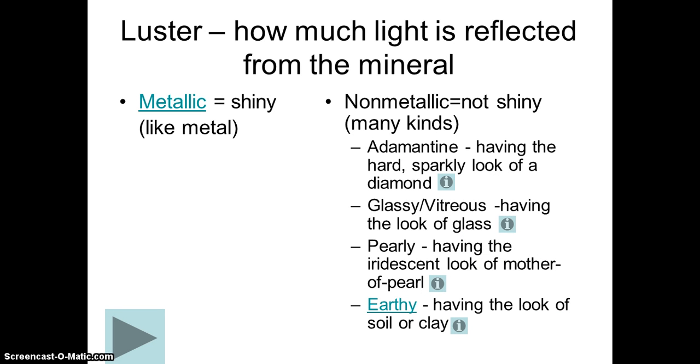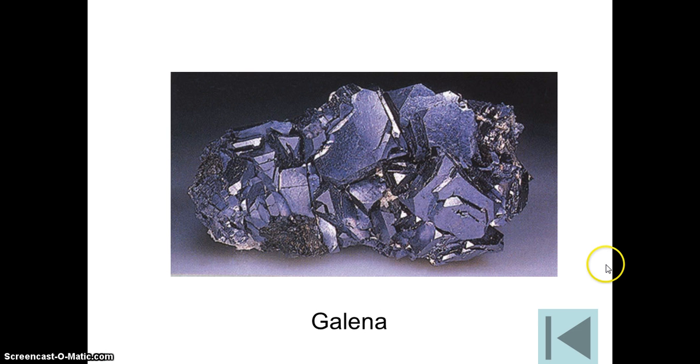Luster. Luster is a fancy word to say how much light is reflected. So if it's really shiny, like a metal, we use the word metallic. If it's not shiny, then we use the word non-metallic. And there are lots of different non-metallics. Okay, but let's look at metallic first. Galena is a mineral that's an example of a metallic. Notice how shiny and silvery it looks. Okay, just like a metal.